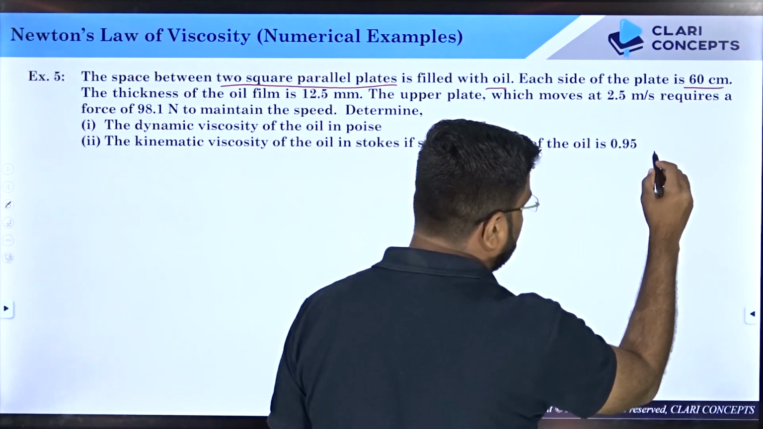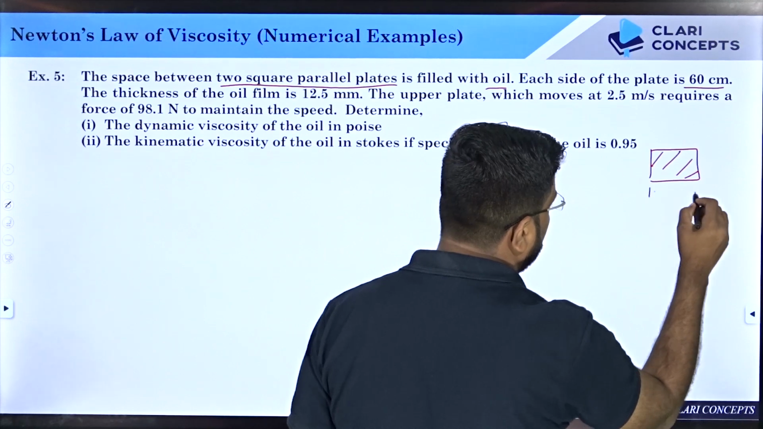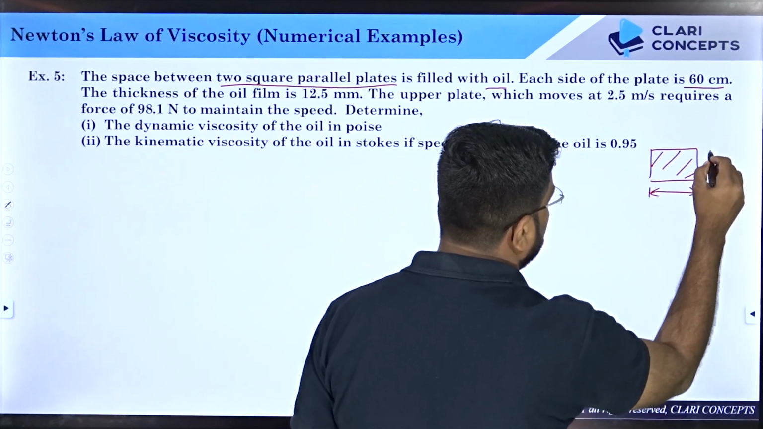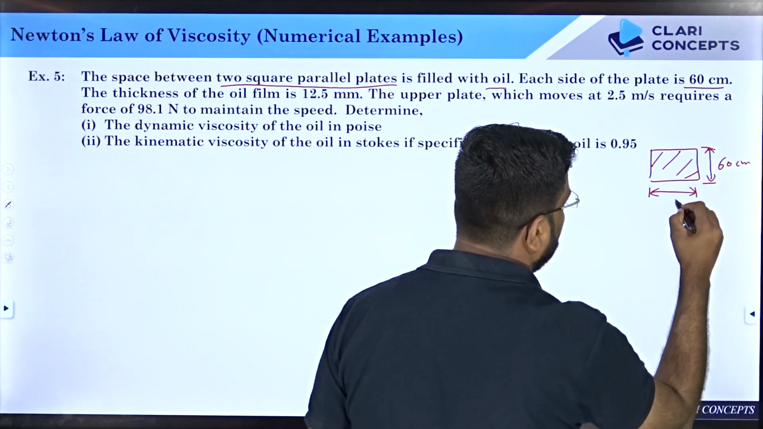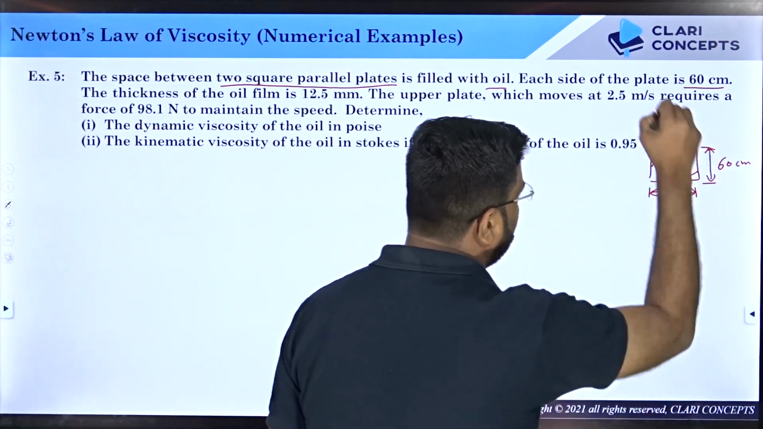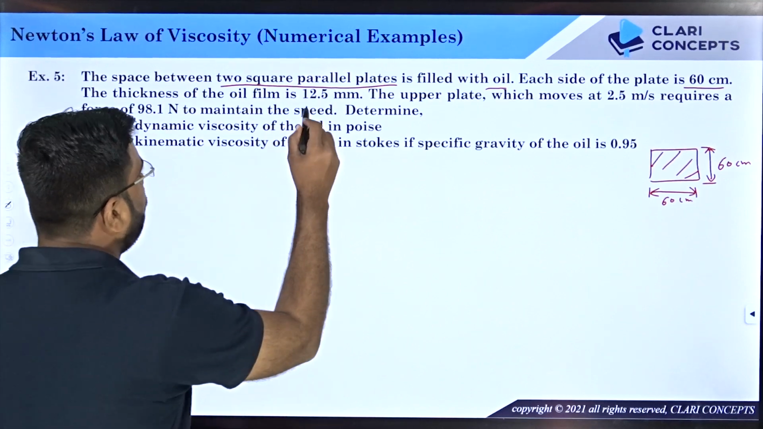So I'll just put a square plate, and we know that each of the sides is how much? 60 centimeter on both the ends. 60 centimeter, 60 centimeter, right? This is the top view. The thickness of the oil film is 12.5 mm.